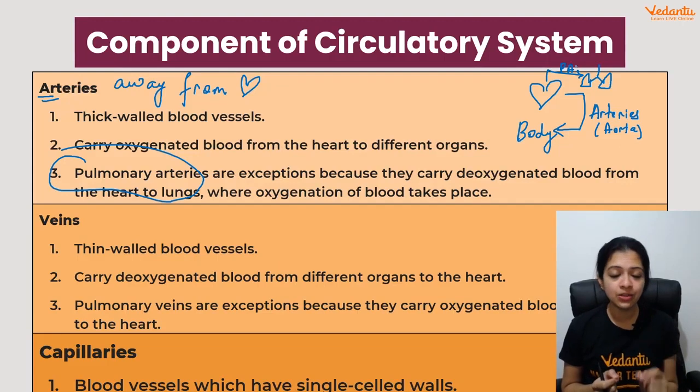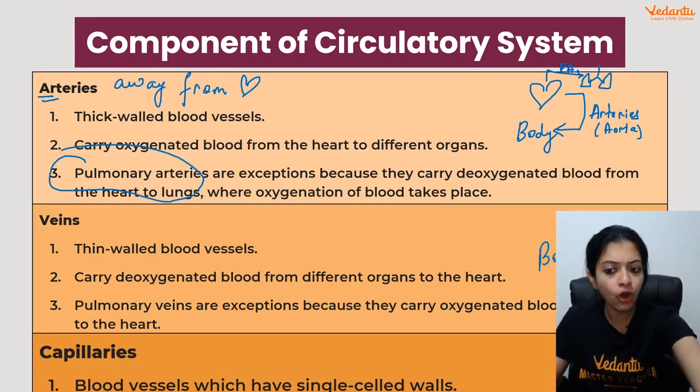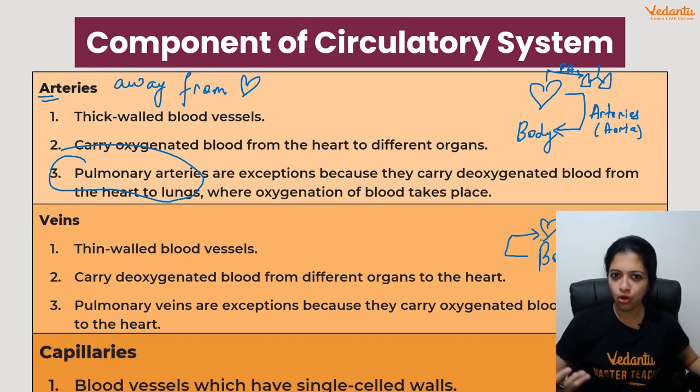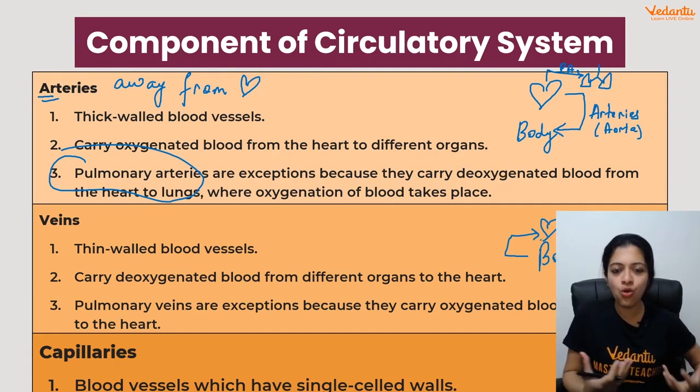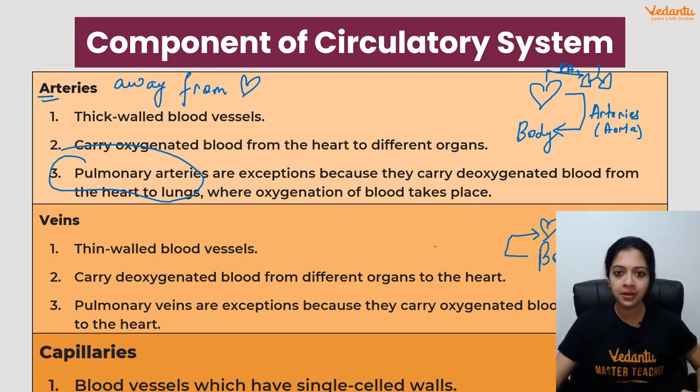They are really, really thin walled and they carry blood from your body to the heart. So obviously it has to be deoxygenated blood because your body has used up all that oxygen which came in, and now all the deoxygenated blood, the veins are carrying it back to your heart.